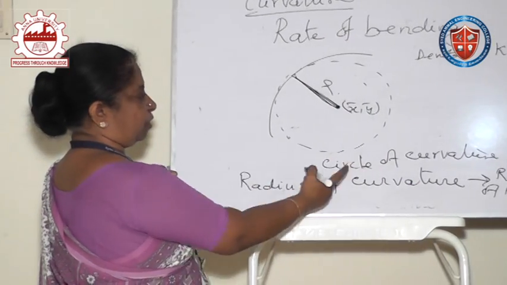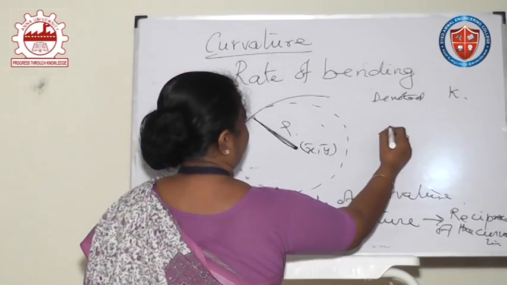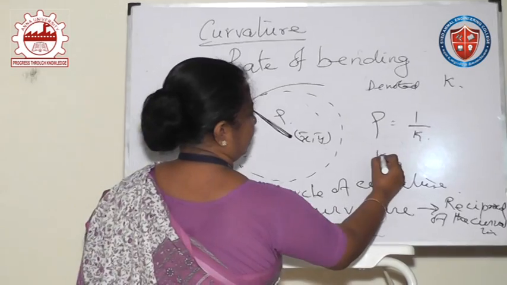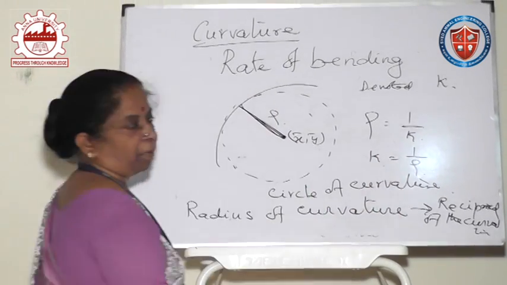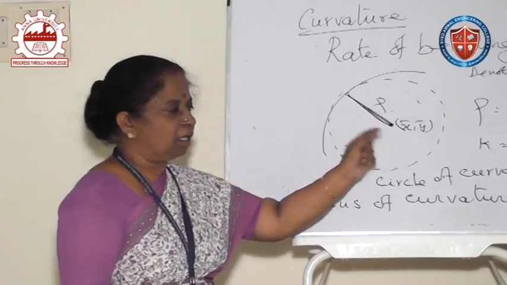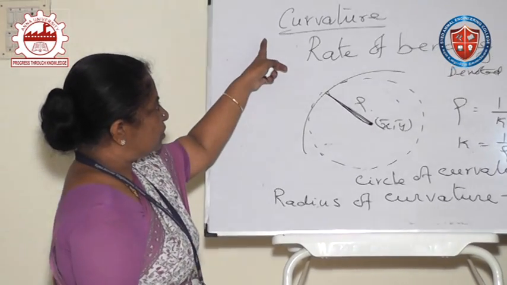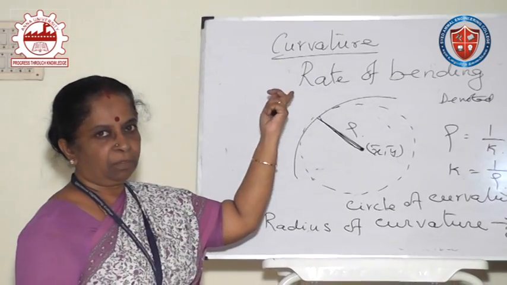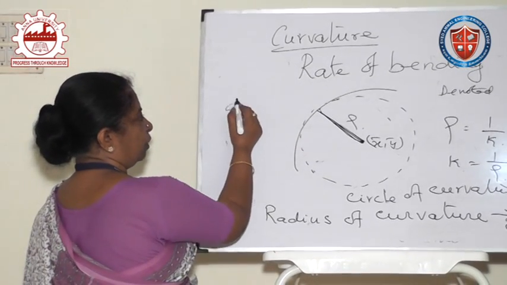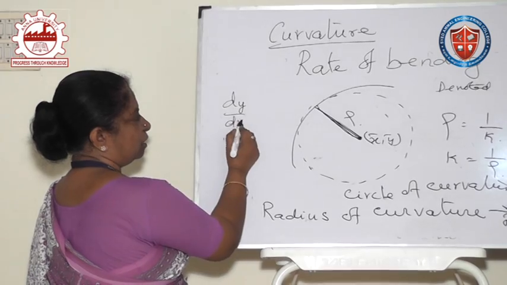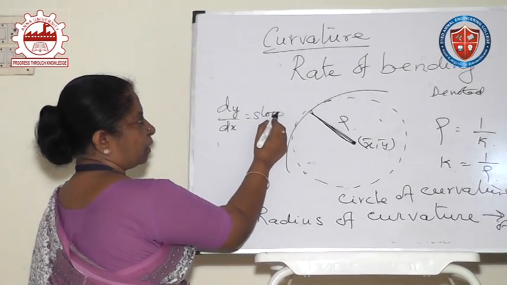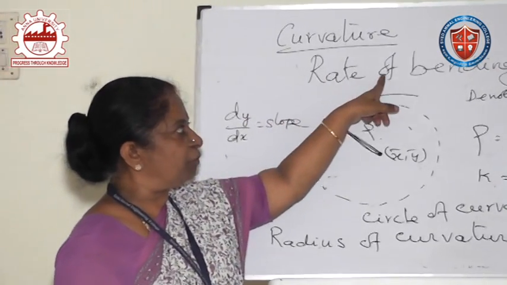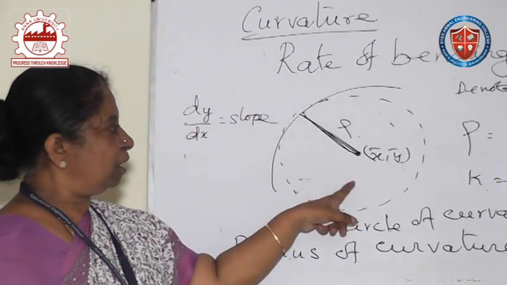What is meant by the reciprocal of curvature? That is, rho is equal to 1 by K, or otherwise K is equal to 1 by rho. The rate of change of one quantity with respect to another quantity, we call it dy by dx. That is your slope.